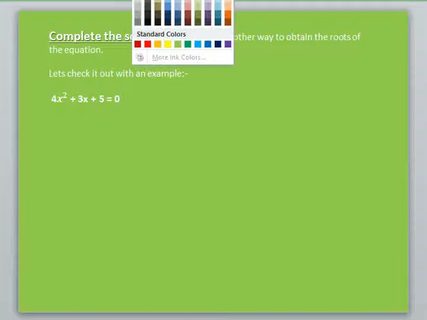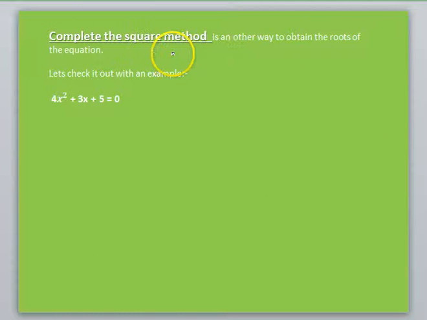Complete square method. This is another way to obtain the roots of the equation. Let's check it out with an example. What actually does complete square mean? Complete square means a plus b whole square. I hope all of you remember this expansion. You just need to convert these quadratic equations to such a form. Expansion of a plus b whole square is a squared plus b squared plus 2ab. You need to convert the quadratic equations into this form.